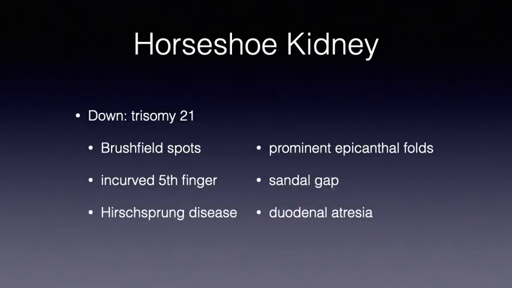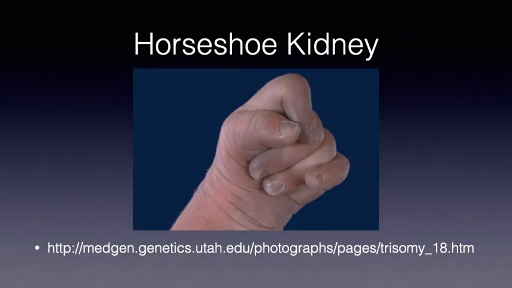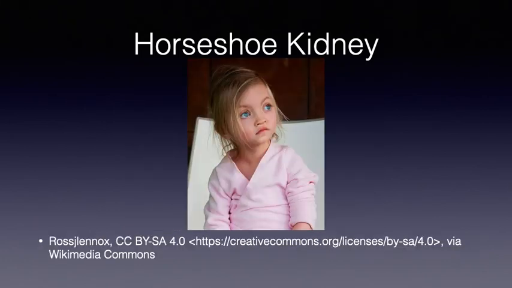If you saw those three, you might think of trisomy 21, that is, Down syndrome. And of course, I'll include Edwards, which is a trisomy of which chromosome? 18. Clenched fists with overlapping fingers is one trait. Also, micrognathia. What is that? The lower jaw is undersized.